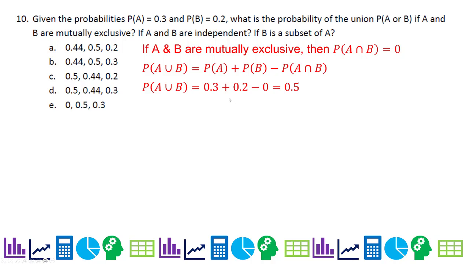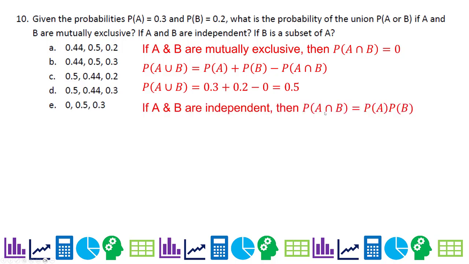Now let's go ahead and then do independent. Well, if A and B are independent, then the probability of A and B is just the probability of A times the probability of B. Now, some of you are probably going, Mrs. Overman, if it's 0.5 on the first one, we know this one's 0.44. Yes, you do. But let me go ahead and make sure you know how to calculate it.